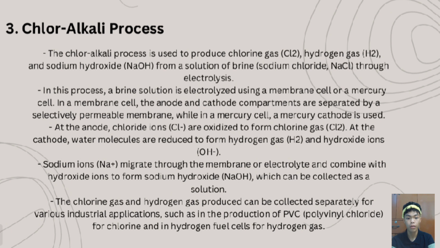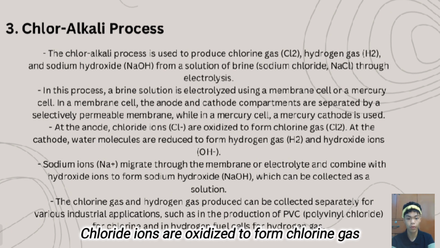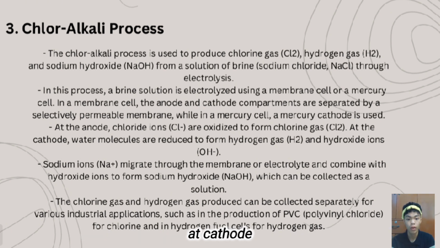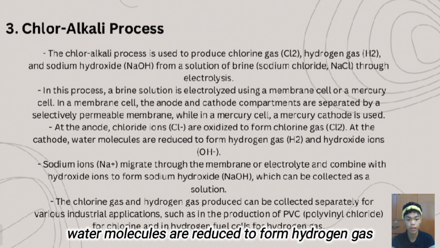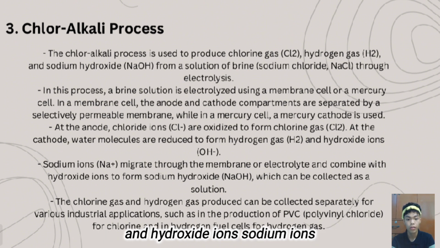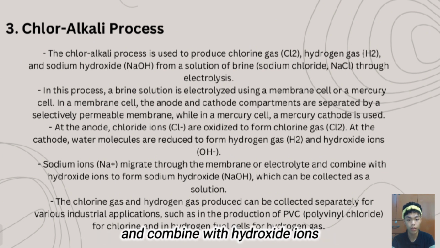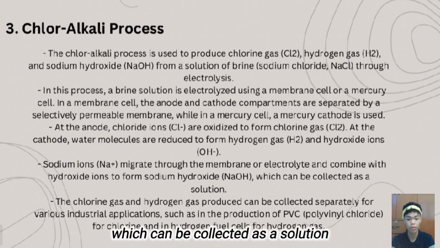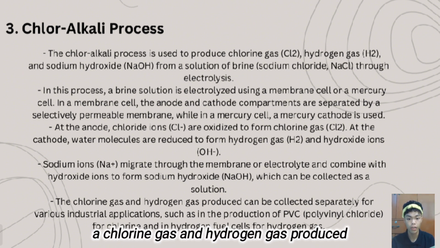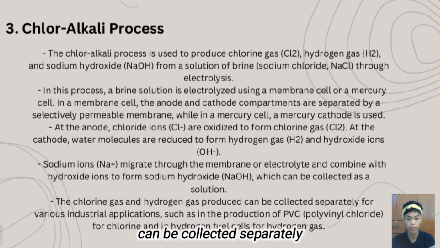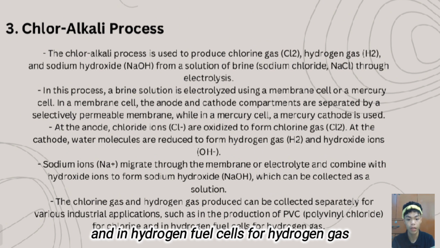At the anode, chloride ions are oxidized to form chlorine gas. At the cathode, water molecules are reduced to form hydrogen gas and hydroxide ions. Sodium ions migrate through the membrane or electrolyte and combine with hydroxide ions to form sodium hydroxide, which can be collected as a solution. The chlorine gas and hydrogen gas produced can be collected separately for various industrial applications, such as in the production of PVC, or polyvinyl chloride, for chlorine and in hydrogen fuel cells for hydrogen gas.